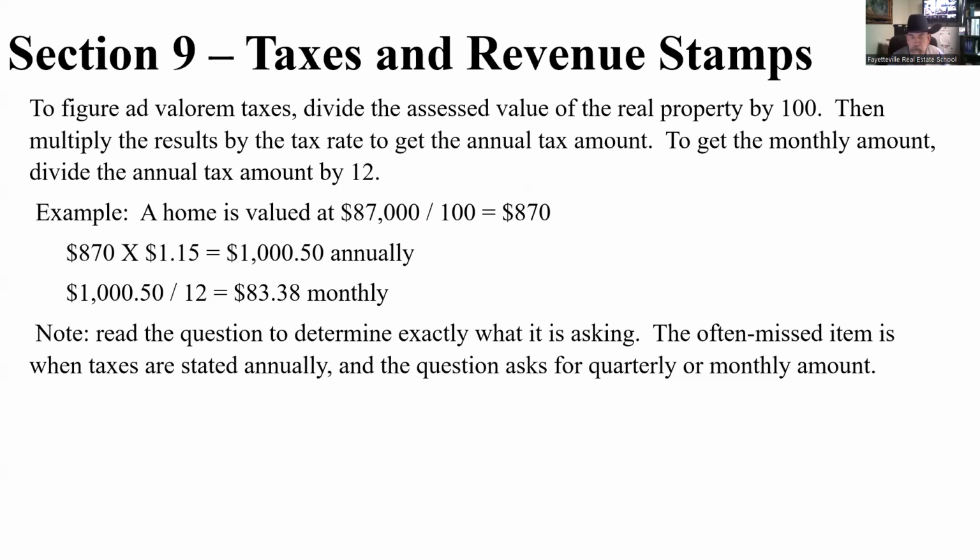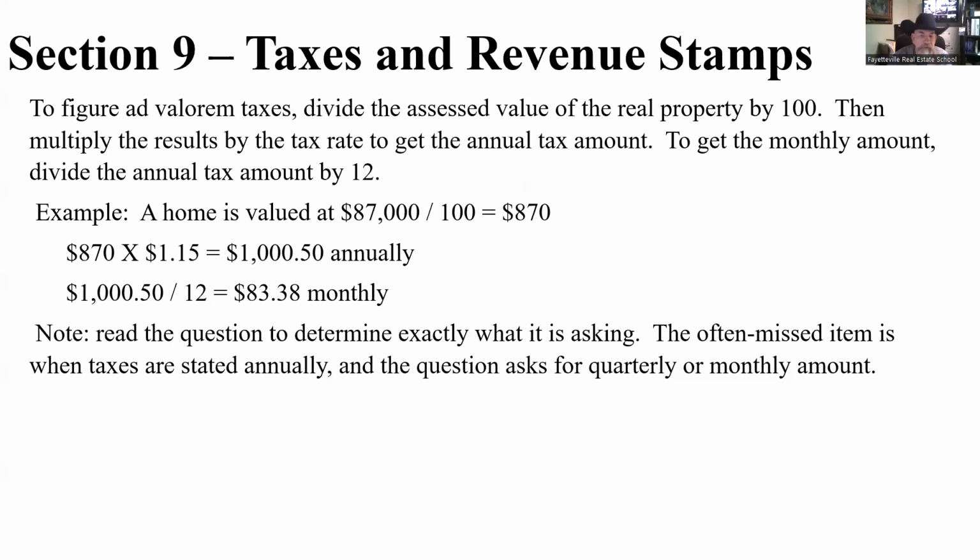In the textbook, we cover national property tax. You divide by 1,000 and you use the mill rate. You do not do that in North Carolina. In North Carolina, you take the assessed value, which is 87,000, divide it by 100 and multiply times the tax rate. So 87,000 divided by 100 equals 870. Multiply that by 1.15, which is the tax rate, and that'll give you the annual taxes for that certain property. If the question is asking for the monthly, you then divide it by 12. All right.